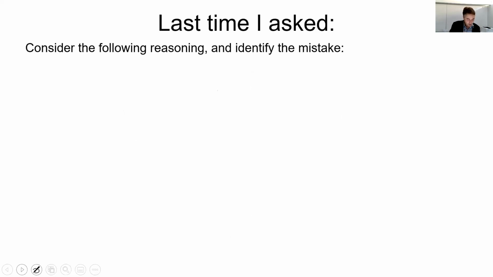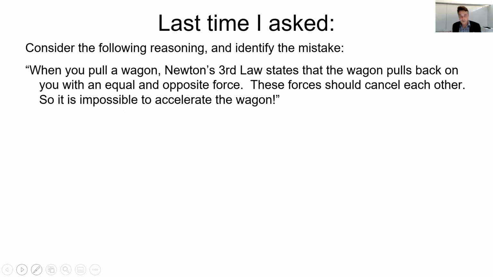Okay. So last time I asked, when you pull a wagon, Newton's third law states that the wagon pulls back on you with an opposite force. The old joke goes something like, a farmer has a donkey, and the donkey pulls this wagon across the field every morning. But then the donkey goes and takes physics 131 and learns Newton's third law, which is every force has an equal and opposite force. And so one morning, the donkey gets up and just stands there.